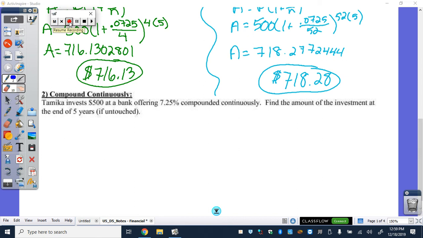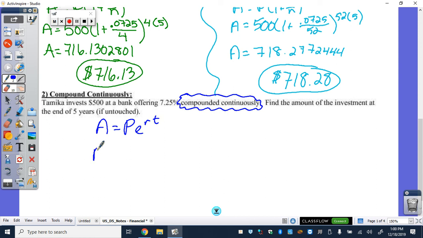We got Takima invest $500 at a bank offering 7.25% compounded continuously. So that phrase right there, compounded continuously, tells us we need to use the A equals P times e to the rt power. That compounded continuously means we're using Pert. So what is her principal? How much does she invest? She invests 500. e stays as e. Our interest rate is 0.0725 still. And she's going for 5 years.